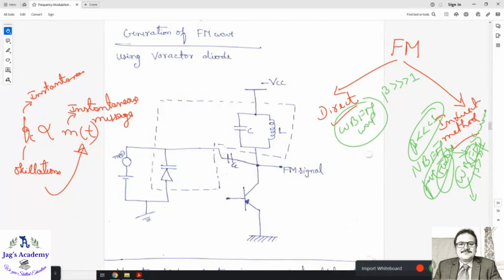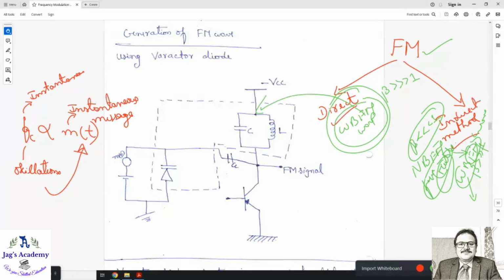Have you understood these two methods? In one method, we directly get a wideband frequency modulated wave. In another method, we start from a narrowband frequency modulated wave, then use frequency multipliers and get the wideband frequency modulated wave. We are going to study all these things. These are the ways you generate FM. Let us come to the direct one now.